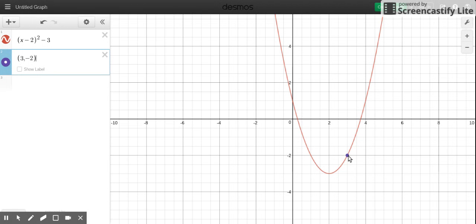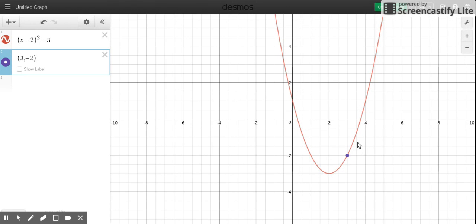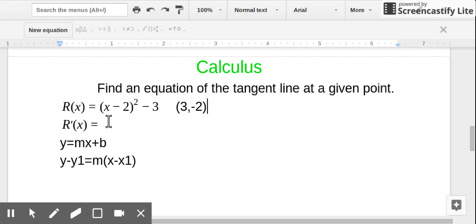As you can see here, the slope of the tangent line is going to be positive. So if our answer comes up negative, we know we've done something wrong.